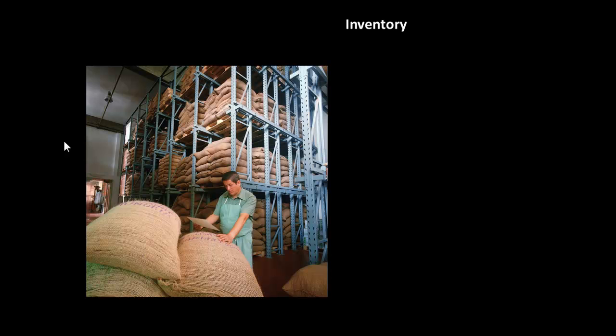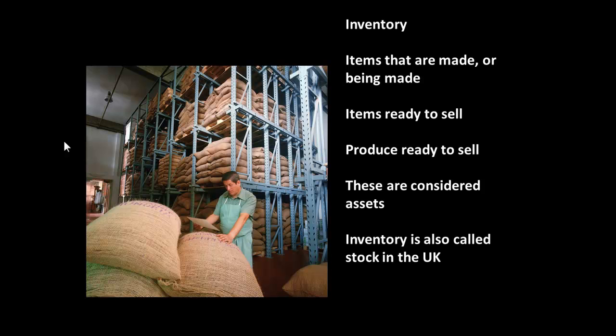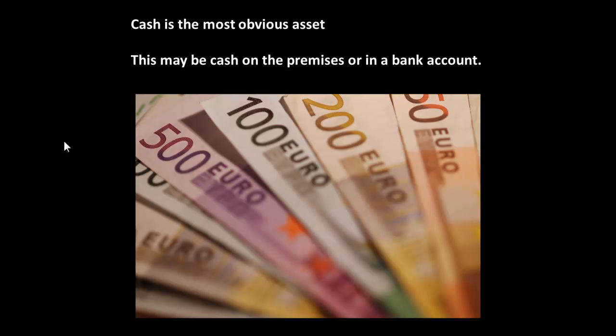Inventory is an asset. Now in the UK you will often hear inventory referred to by another name, which is stock. But inventory means anything that's made or that is being made. So the items may be ready to sell, items may be produced ready to sell. These are considered assets, right? And as I say, in the UK we also use the term stock. The most obvious asset for most of us is cash, which may be cash on the premises or cash in a bank account. It's still considered cash as a cash asset.